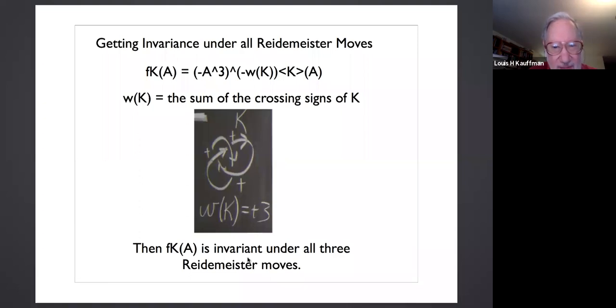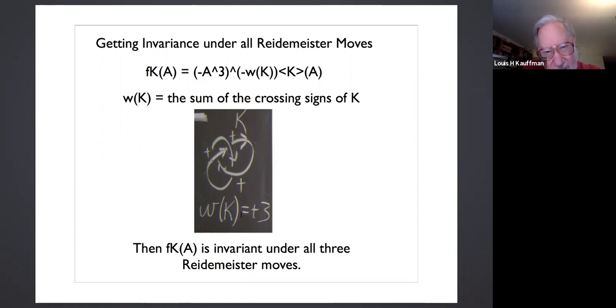Let's look a little bit at some of the calculating for the bracket. The normalization that I mentioned a few minutes ago is as follows. F sub K of A is minus A cubed, that's the value of a positive loop, raised to the negative writhe of K, and multiplied by the evaluation of the bracket, where the writhe of K, W of K, is the sum of the crossing signs of the knot. So here's a trefoil knot, all plus signs, and the writhe is 3. And then you will have no trouble checking that F_K of A is invariant under all 3 Reidemeister moves.